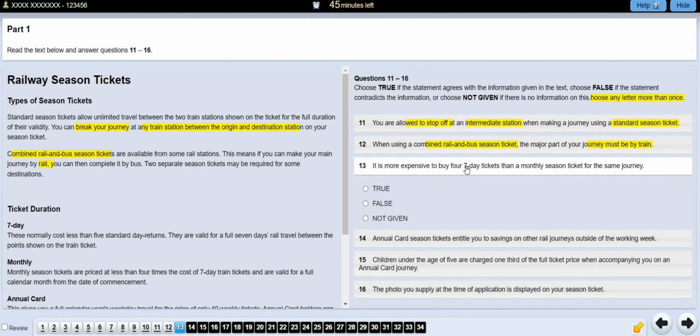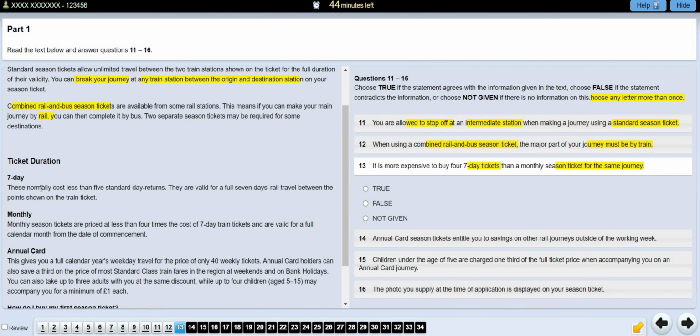It is more expensive to buy 7-day tickets than a monthly season ticket of the same journey. These normally cost less than the 5-day return tickets. So it is more expensive to buy 4 7-day tickets than a monthly season ticket of the same journey. Okay.